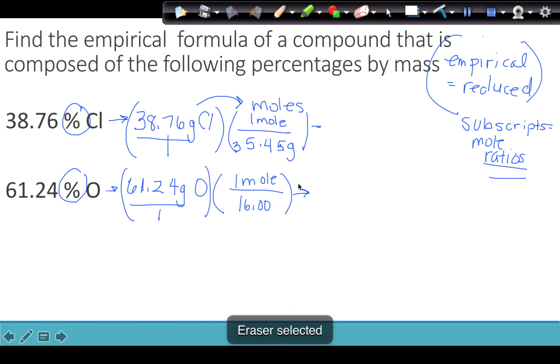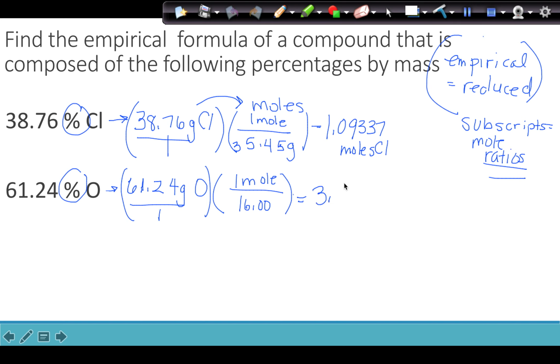So now, once I do these calculations, and you should be doing these calculations along with me, you shouldn't just be watching. When I do 38.76 divided by 35.45, I wind up with a number that's really long, and I'm not going to round it here. I'm going to keep a bunch of digits here because we want to make sure we don't round these numbers and then make it harder to find the ratio. For the oxygen, we wind up with this.